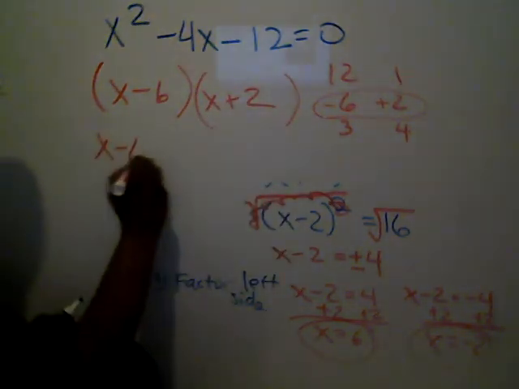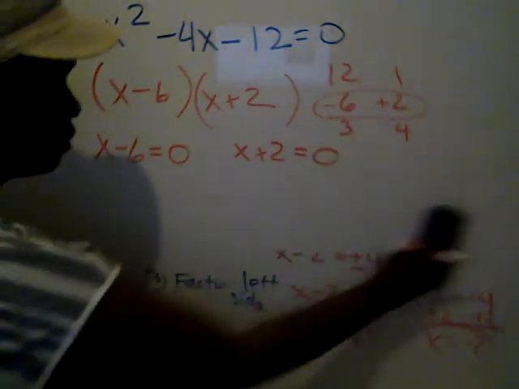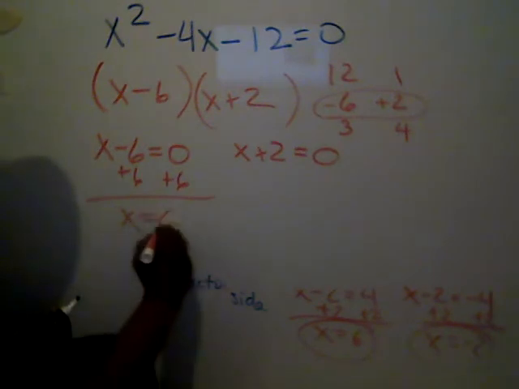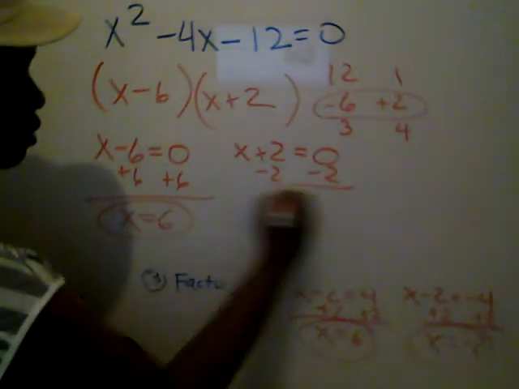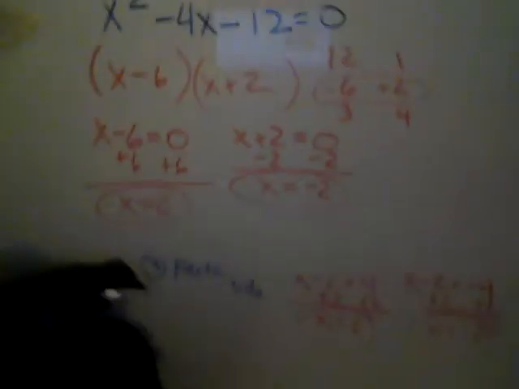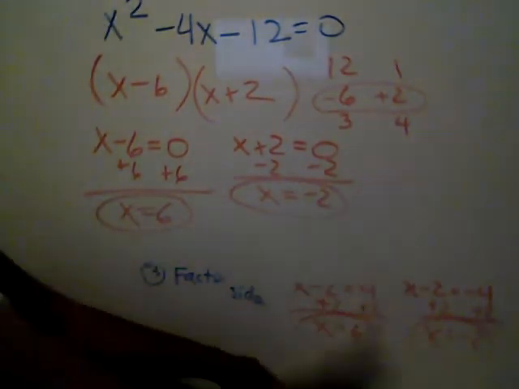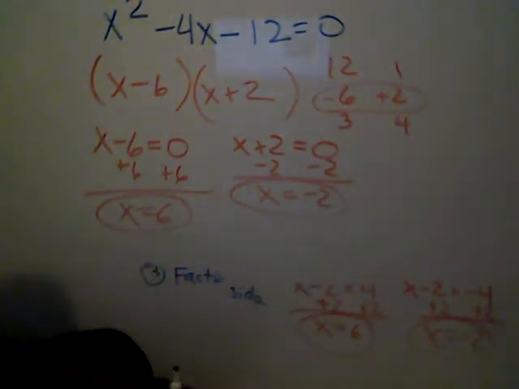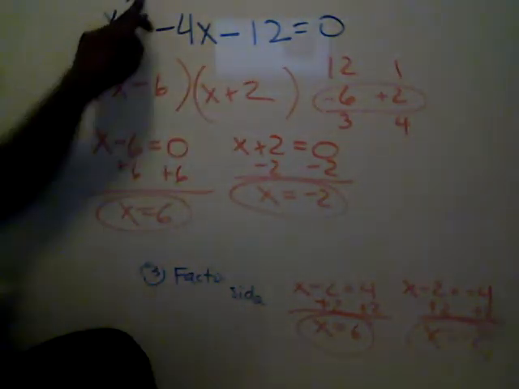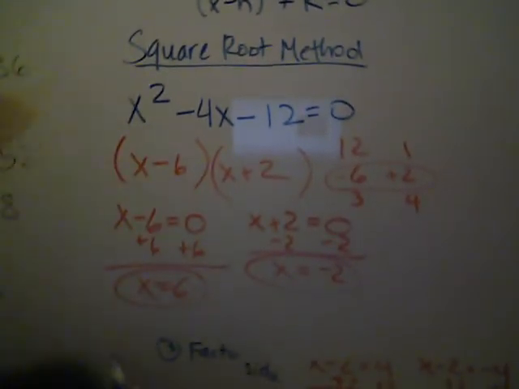Then we use our zero product property. We set each of those parentheses equal to 0. We're going to add 6, x equals 6. We're going to subtract 2, x equals negative 2. So we actually ended up with the exact same answer. We got 6 and negative 2 here using just factoring, and 6 and negative 2 using our whole square root method. Okay? So to recap, if you're given something in standard form, but they're asking you to use the square root method, we have to convert to standard form by completing the square.